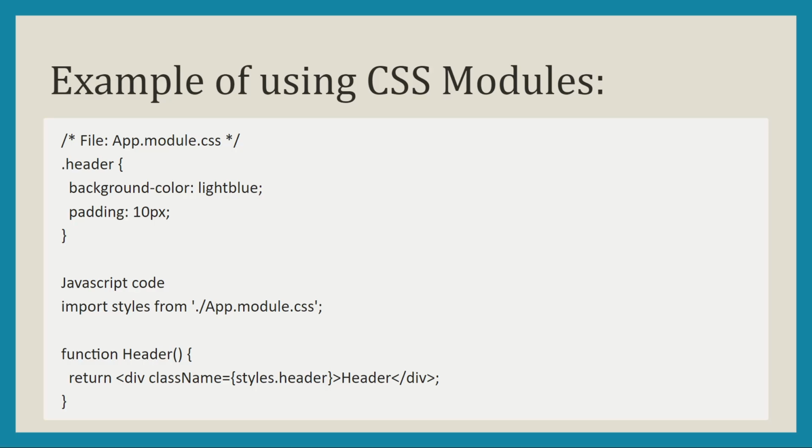Header component. Okay, so the function declaration declares a component called Header and returns JSX. The component returns a div element with a className set to styles.header. This applies the styles defined in the header class from the CSS module. The text content of the div is Header, right? And then finally, you can also export the component. It's not written here, but you know, we have discussed this before. You can write export default Header. This will export the Header component, so it can be imported and used in other parts of the application.